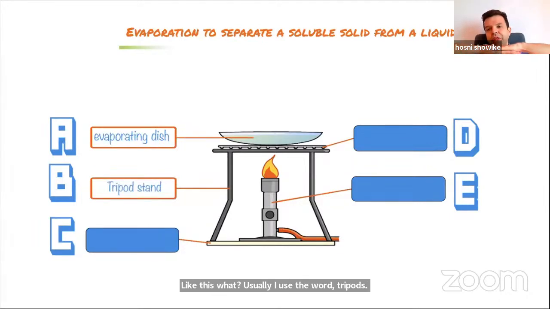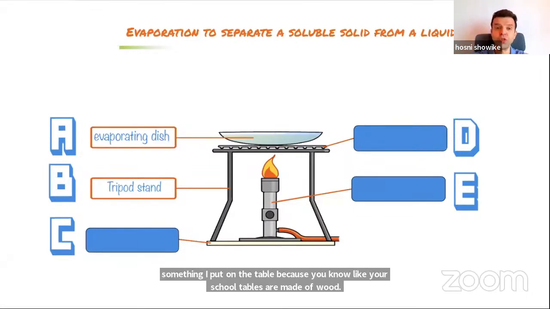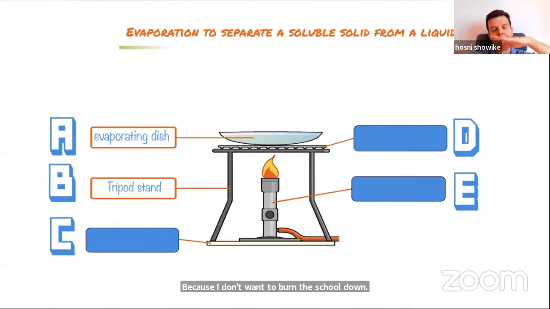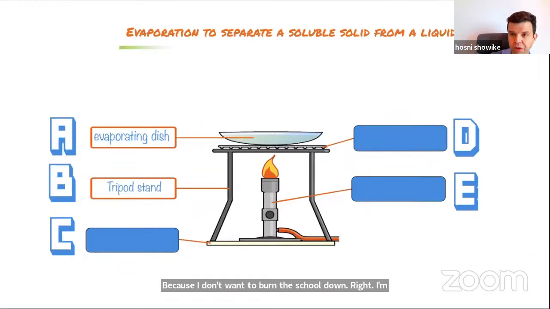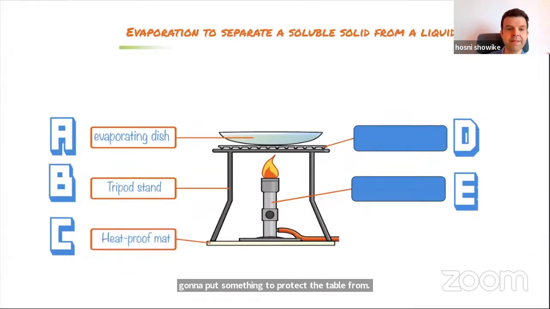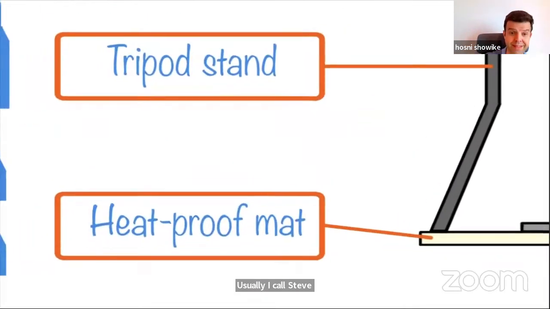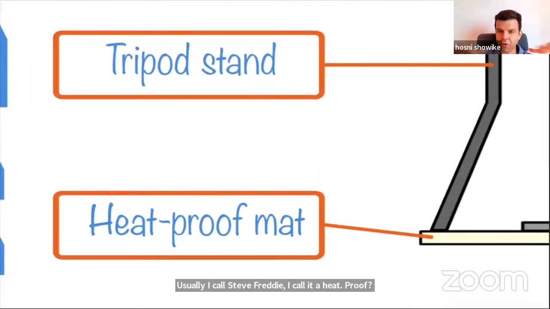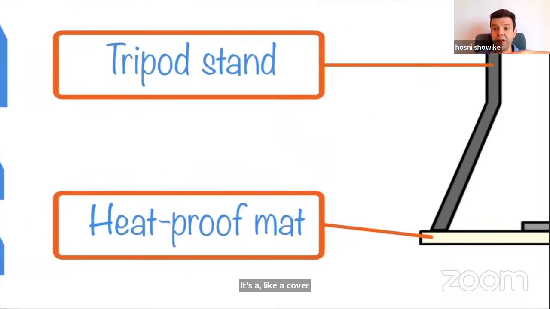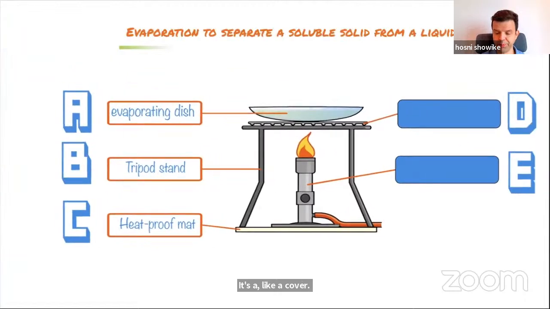C is something I put on the table because your school tables are made of wood, and I don't want to burn the school down, right? I'm going to put something to protect the table. Usually I call C a heat-proof mat. It's a mat, like a cover, that prevents the table from burning, okay?